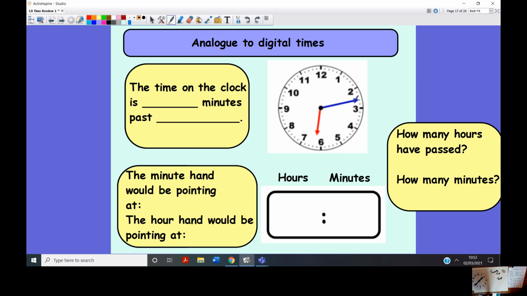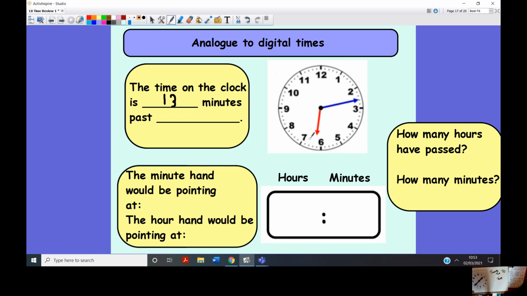So minute hand, is it past or to? It is past. So let's count. I can see it's in between the 5-minute intervals, so the 2 and the 3. So I need to count on in 5s. 5, 10, counting on in 1s, 11, 12, 13. So the time on the clock is 13. I'm just writing it in numbers here just because it's a little bit easier for me.